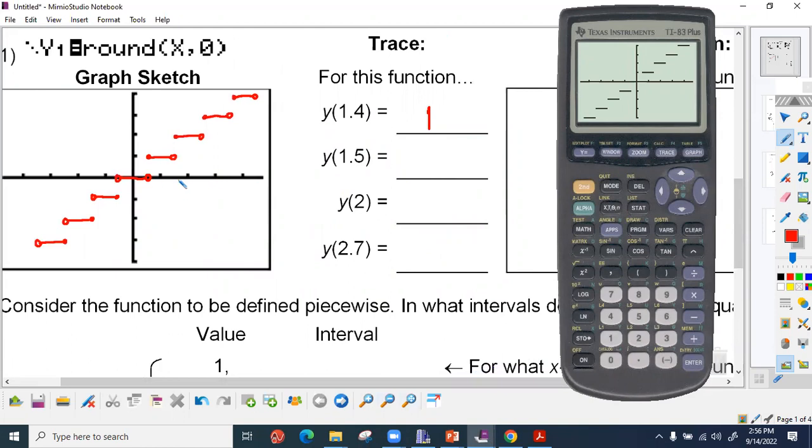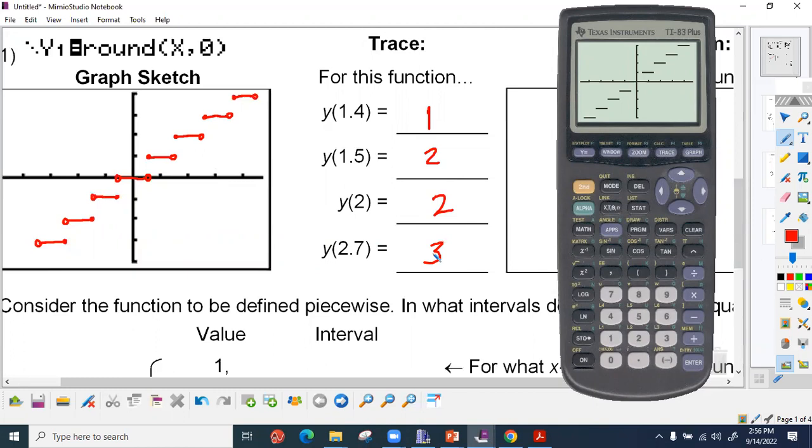If I go to 1.5, this is an open one, so I can't use it. So the closed one's at what? 2. So the value at 1.5 is 2. If I go to 2, it falls on 2. If I go to 2.7, it falls on 3. And that's because what is this function doing? It's stepping, but it's rounding. It's rounding to the nearest whole.